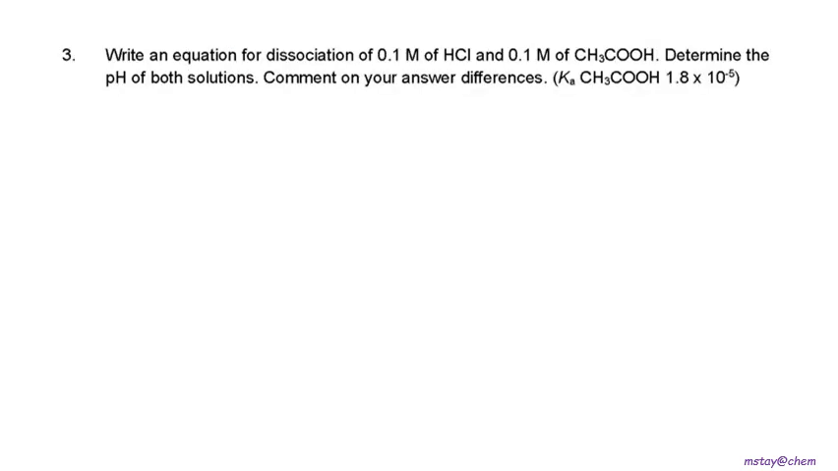Question number 3, write an equation for dissociation of 0.1 molar HCl and 0.1 molar CH3COOH. As we remember, HCl is a strong acid, while when we read the question, we can see there is a Ka value given, so we know CH3COOH is the weak acid. Next, we are going to determine the pH value for both solutions, and then we have to comment on the answer.